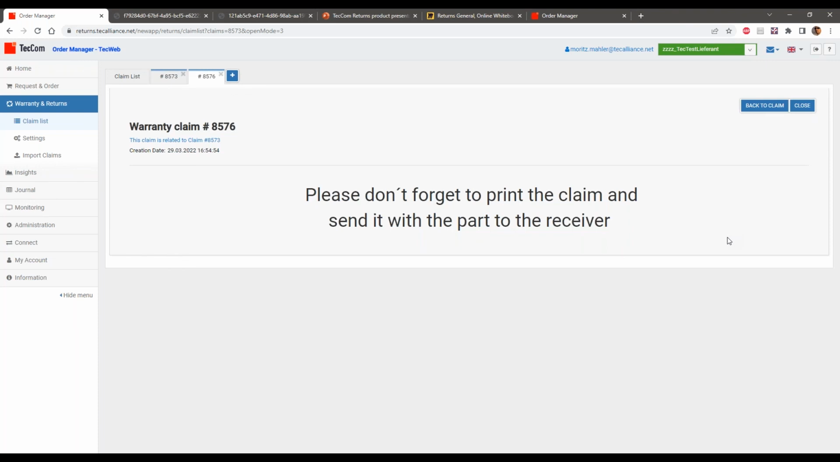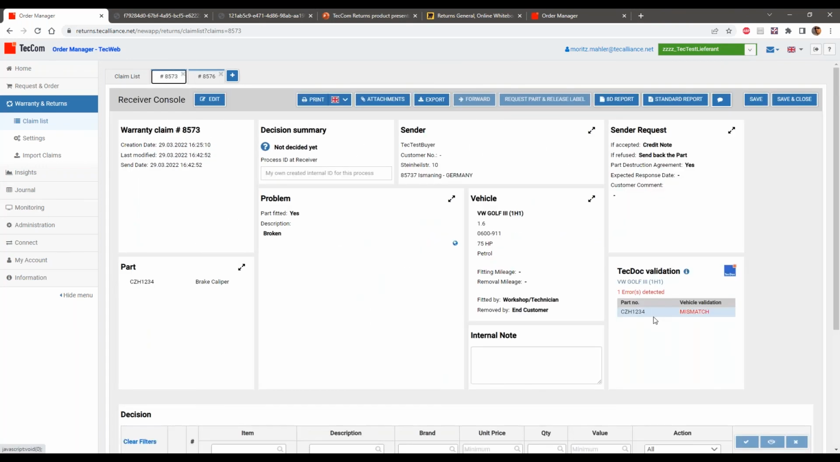So he will receive an email, and this email looks exactly like this, but without order manager and without a few cool features, like having an own claim list or creating own claims.